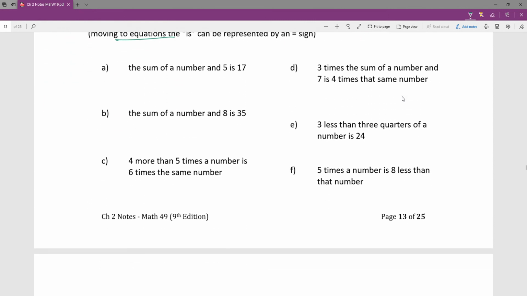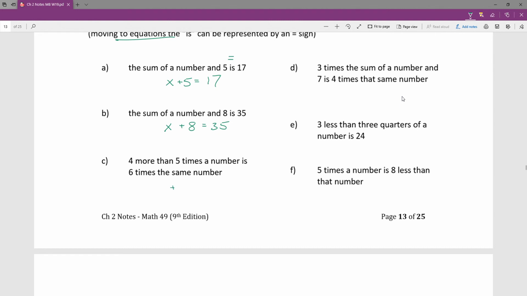So down below, really just a small extension, we're going to be making equations this time. So A says the sum of a number and 5 is 17. So a number and 5 is, anytime you see is, it's an equal to sign, 17. B says the sum of a number, so that could be an X or an A or whatever letter you want, and 8 is 35. Just this act of translating from the English language into a line of algebra, into an equation.